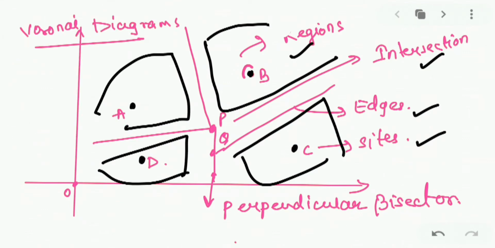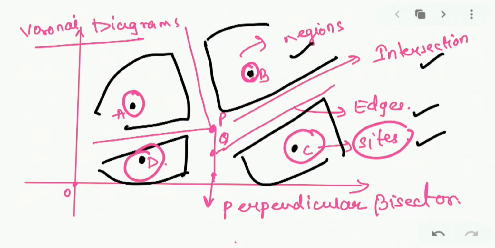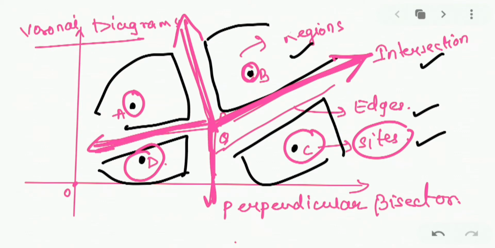Now we'll be seeing what these points are. These points, if it is B, this is called site B. S-I-T-E, site. Site A, site D, and site C. And in between two adjacent sites, I'll be constructing a perpendicular bisector. Can you see this? And where these perpendicular bisectors intersect, I'll put a point here. I have put it Q. That will be called the intersection point.